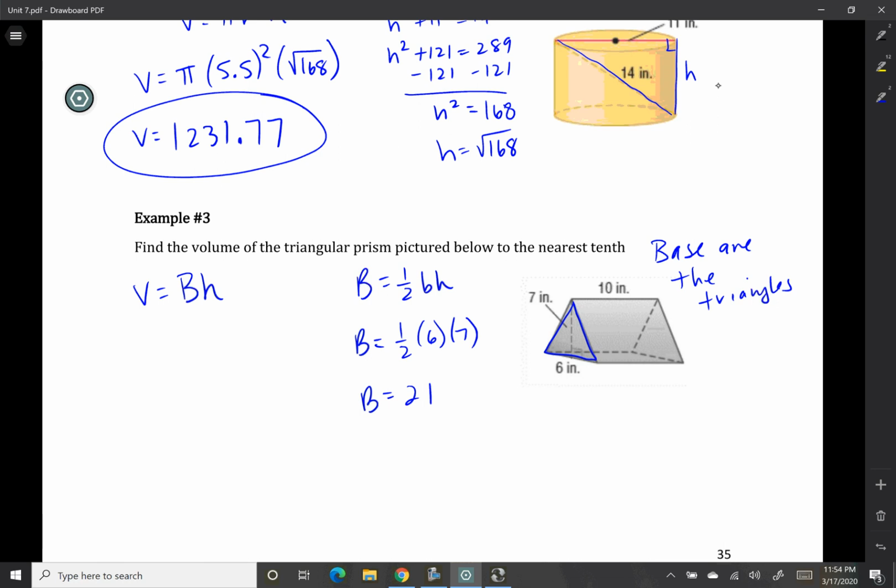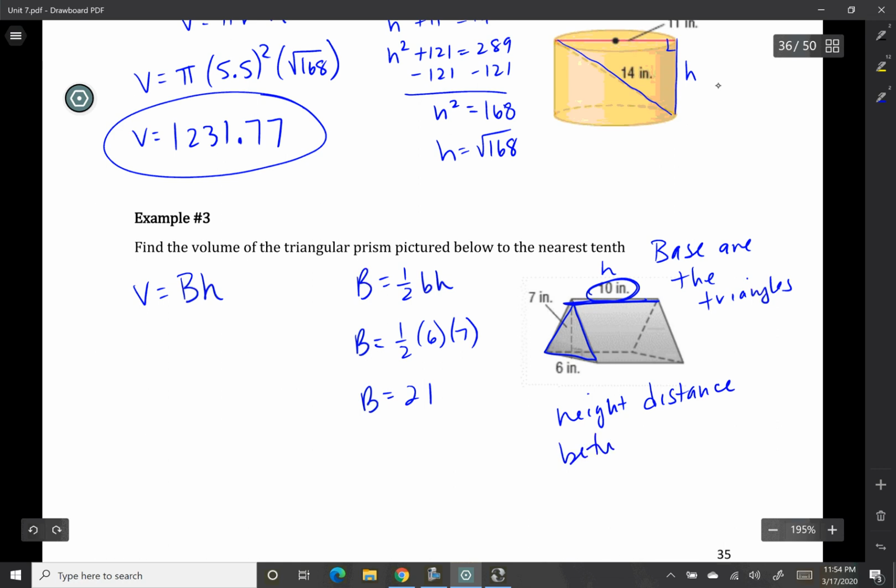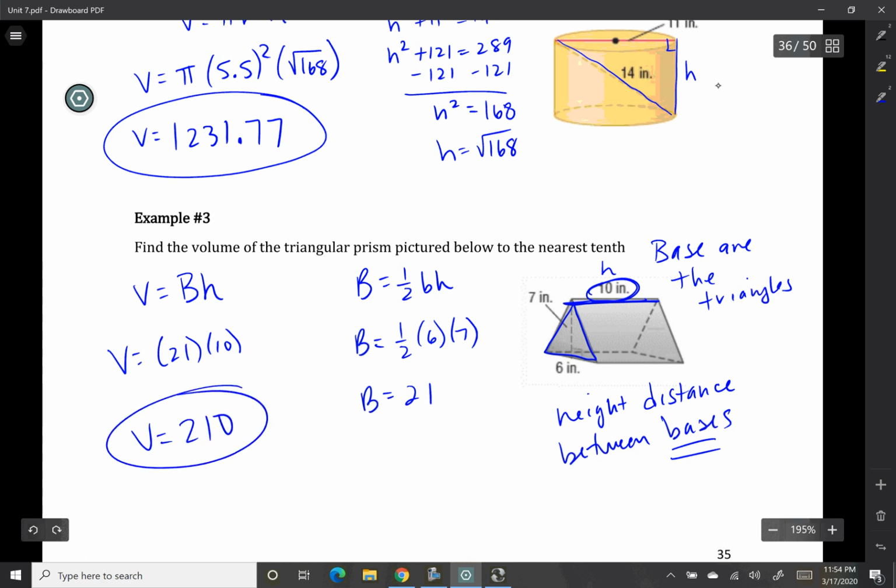Now, when we're talking about three-dimensional figures, when we say the height, it isn't necessarily the distance from top to bottom and how the picture looks. The height is the distance between the bases. So this 10 inches, this winds up being the height. So again, the height is going to be the distance between bases. It's important to know. So then the volume of this figure is going to be 21 times 10. So the volume of this triangular prism is 210. Hopefully you're with me so far.